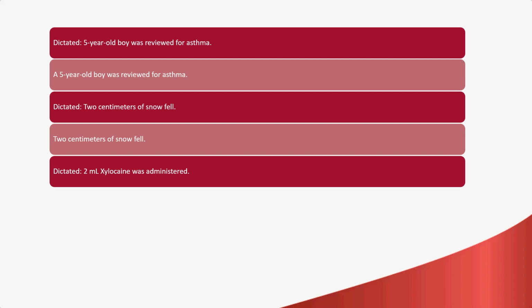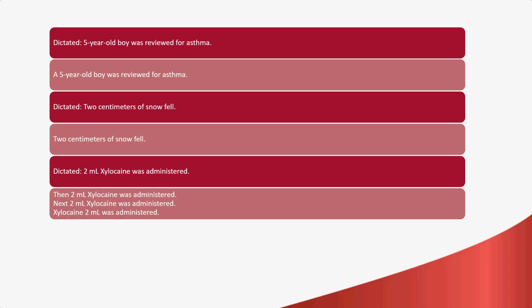Okay, this is very similar to before. 2 milliliters of xylocaine was administered. So there's a few ways you could do this. Then 2 milliliters, next 2 milliliters. You could just take the medication and the dose and flip them. Xylocaine 2 milliliters was administered.